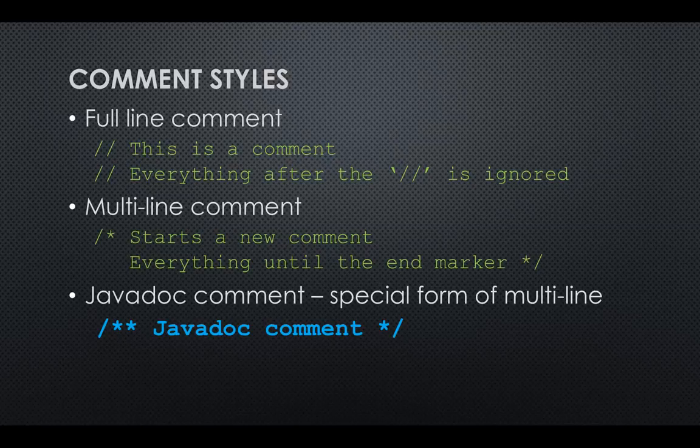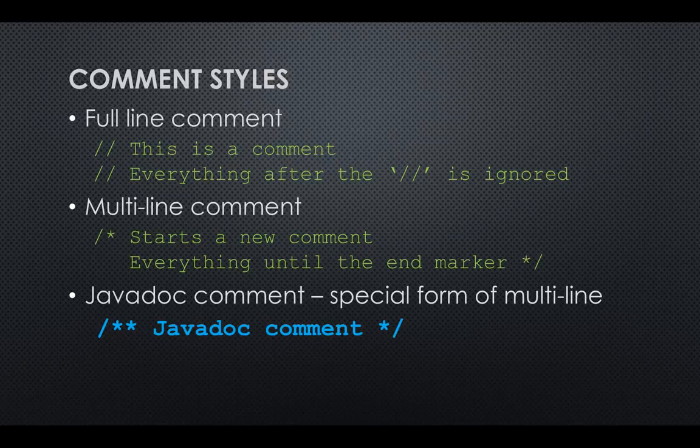There's a multi-line comment which has a beginning tag and an ending tag. The beginning tag is /splat. Splat is short for asterisk. And the ending tag is splat/. And those can be placed anywhere in the code. When the compiler sees a /splat, it will ignore everything until it sees a splat/, which could be on a different line.